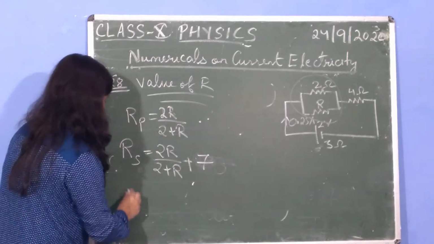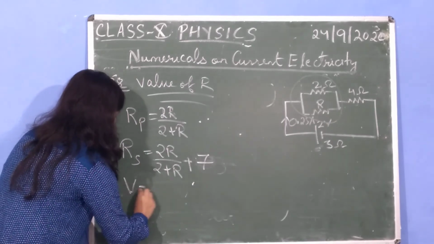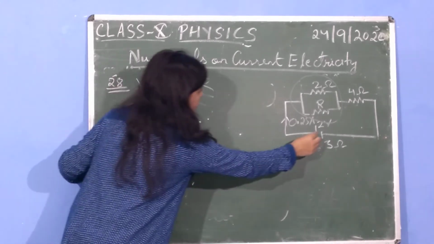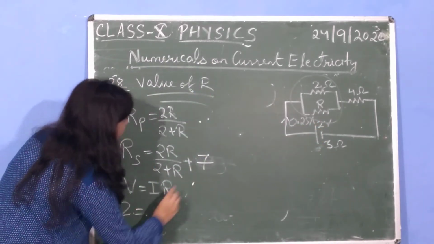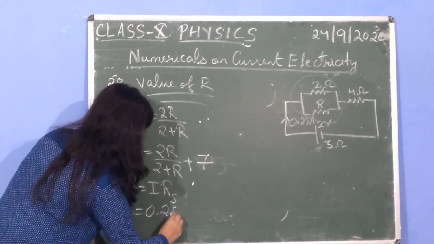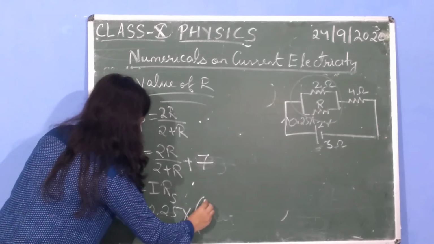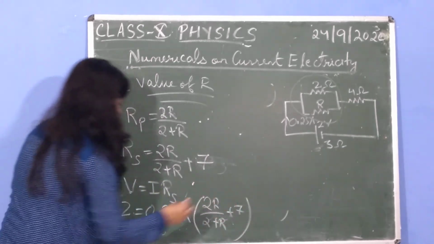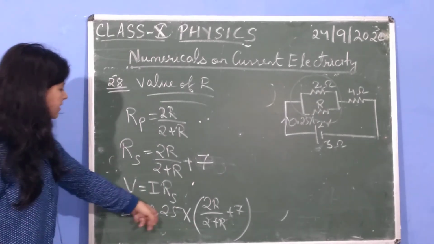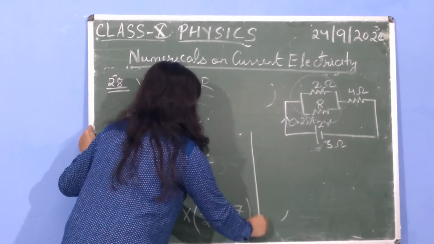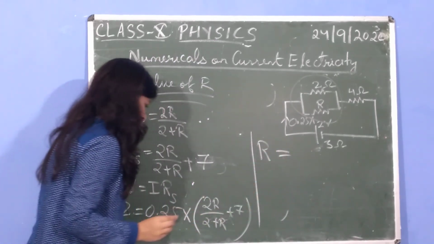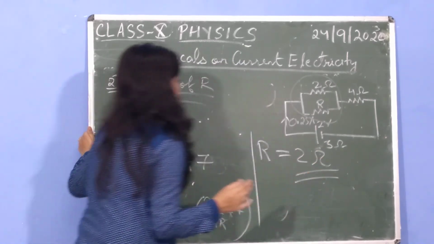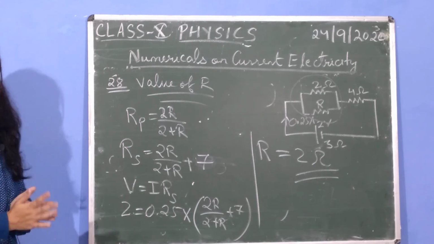Alright, now we are going to apply Ohm's law for this entire circuit. V is equal to I into the total resistance Rs. The value of V from the supply is 2. I is equal to 0.25, into Rs, the value can be copied from the previous step, 2R by 2 plus R plus 7. Now we have got one equation in which the value of R is unknown to us. On solving the equation, the value of R comes to be 2 ohm. So this is how you are going to find the value of unknown resistance by applying Ohm's law.